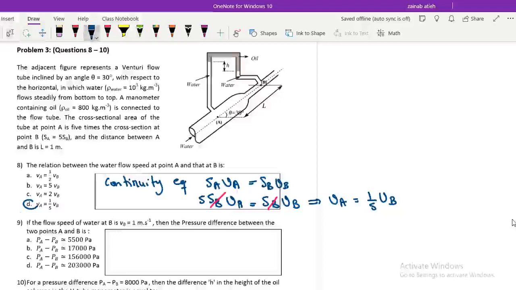دايما طلعوا على الووتر عم يضغط الاويل من جهة الاي اكتر ما عم يضغط الووتر من جهة البي. سو اكيد البريشر للاي اكبر من البريشر للبي. سو PA minus PB is positive. هيدي اول شغلة. اعطاني الفي وقال لي جيب PA minus PB.